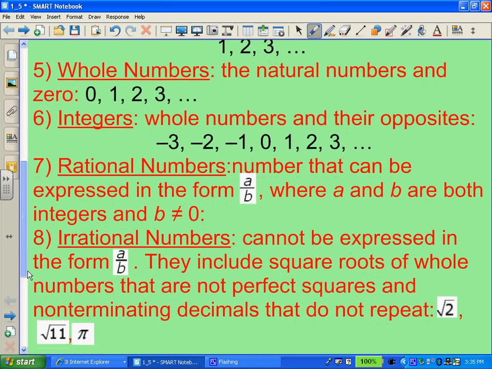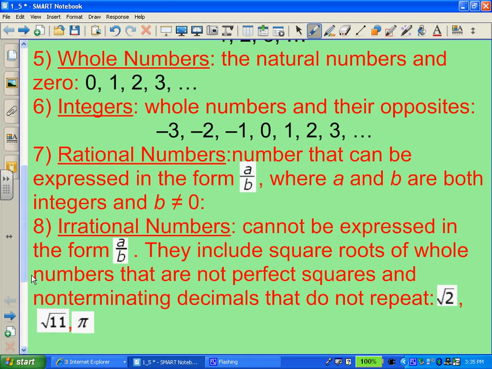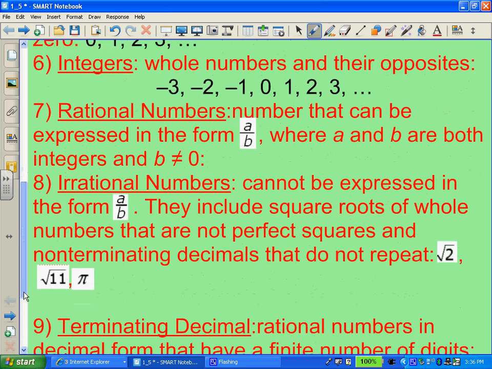Then we have rational numbers. Rational numbers are numbers that can be expressed in the form a over b. So they can be written as a fraction. And b can't be 0, and a and b have to be integers. They can't be decimals. Then we have irrational numbers. Irrational, the way I remember it, is if somebody is irrational, they're kind of crazy. Irrational numbers are kind of crazy. They can't be put into a fraction. They're usually square roots of non-perfect squares and decimals that never stop and never repeat. So some examples would be square root of 2, square root of 11, or pi.